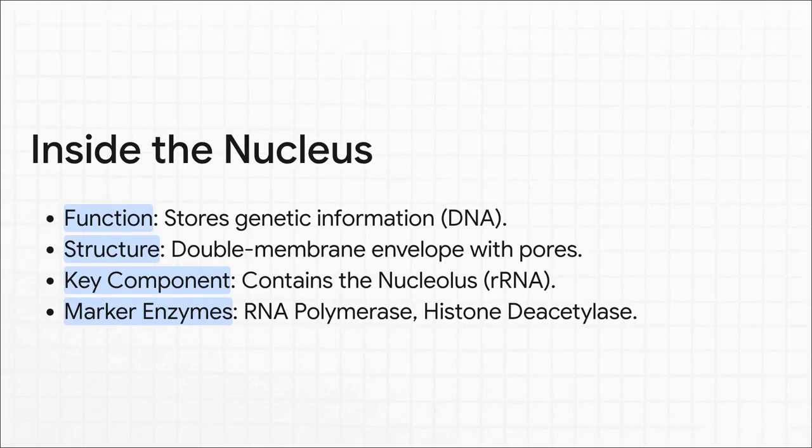And this vital information is protected by a double membrane with little pores that act like guarded gates, controlling who and what gets in and out. And right in the middle of it all, you have the nucleolus, which is like a busy little factory that builds the parts for the cell's protein-making machines.